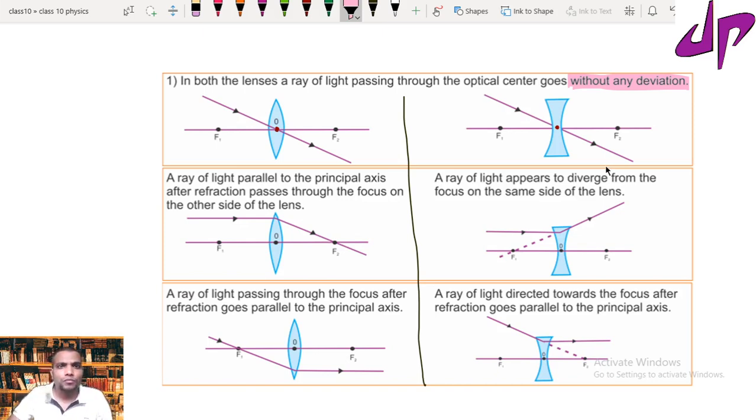And the second rule: a light ray which is parallel to the principal axis, after refraction, passes through the other side of the lens. So in this case, you can see this is the light ray which is parallel to the principal axis.